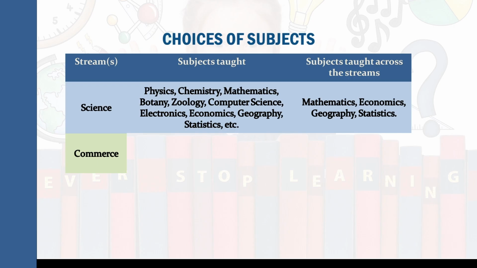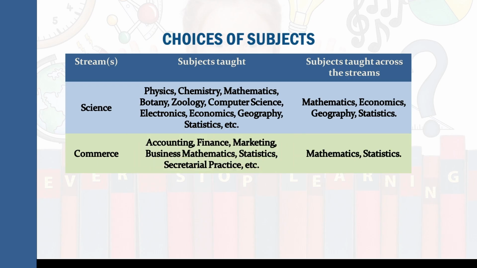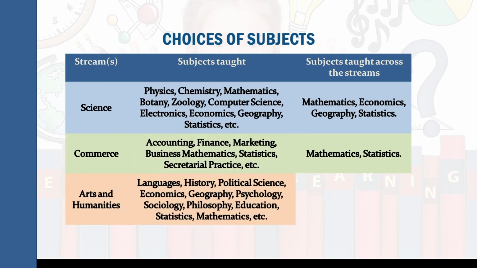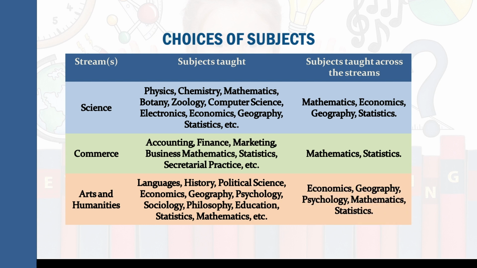physics, chemistry, mathematics, botany, zoology, computer science, electronics, economics, geography, statistics, etc. And in commerce, the subjects offered are accounting, finance, marketing, business mathematics, statistics, secretarial practice, etc. Then in arts and humanities, the subjects taught are languages, maybe Hindi, maybe English, or any Indian languages. Then history, political science, economics, geography, psychology, sociology, philosophy, education, anthropology, statistics, mathematics, and many more subjects.